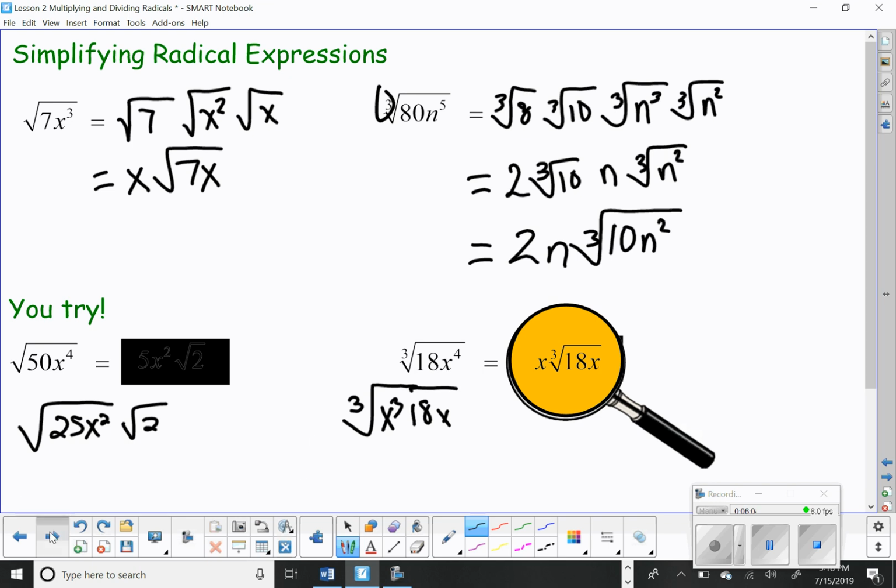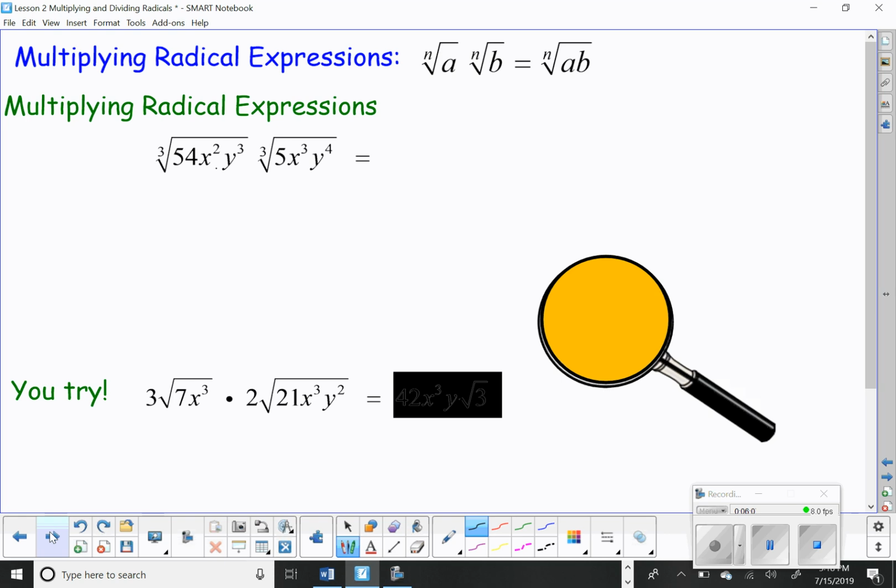Right. Moving on, multiplying expressions. When multiplying expressions, you can either simplify it before you multiply or multiply. It's really up to you. There are times where I would simplify things. For instance, here, 54x squared y cubed. Well, I know that 54 is the same thing as 27 times 2. And then I have my x squared, my y cubed. And by the way, no absolute values because I've got an odd index.